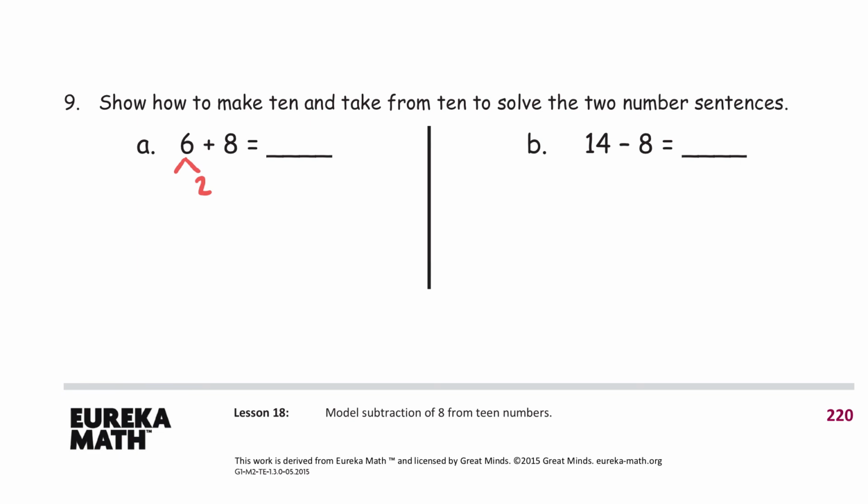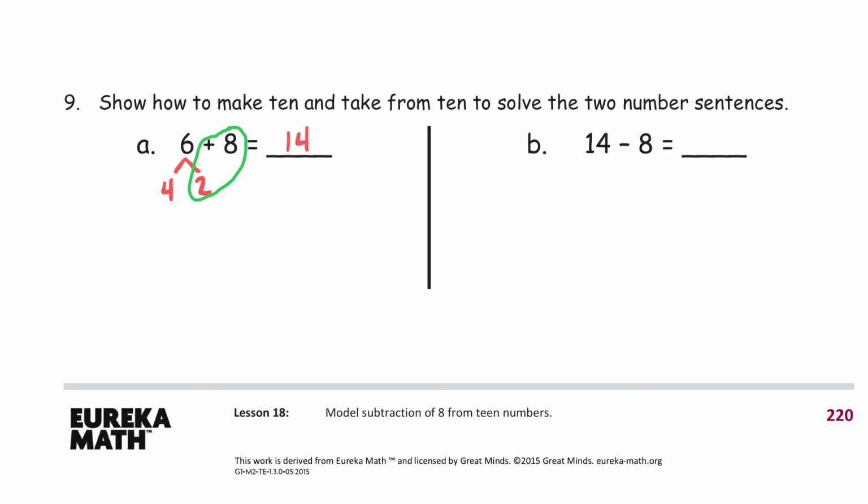If I take 2 out of that 6, that means that I will have 4 left over. So here's my mini number bond. 4 and 2 make 6. And then, if I were to add up my 8 and 2, that equals 10. So 10 plus 4, yep, 14. Nice job.